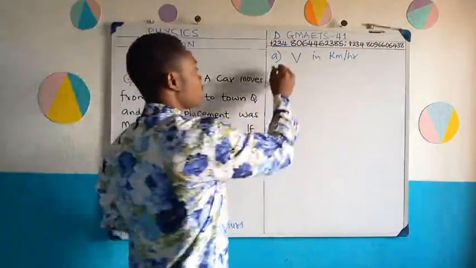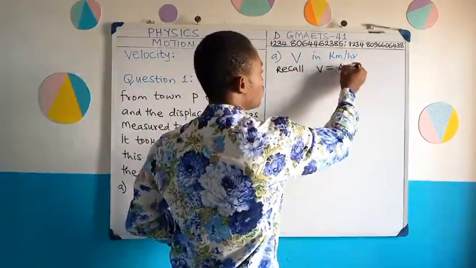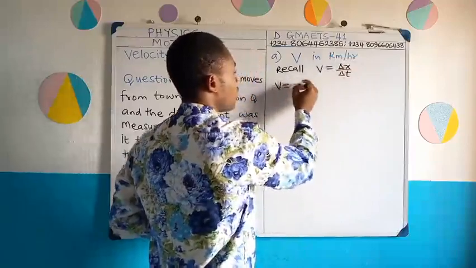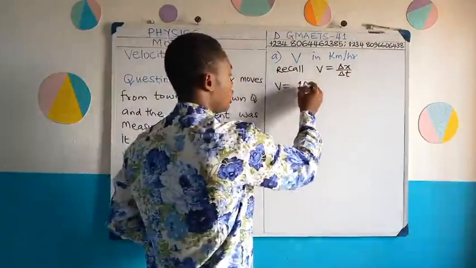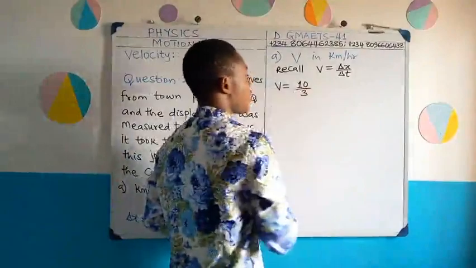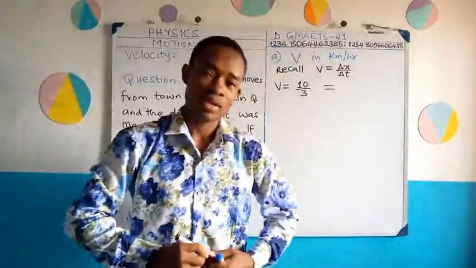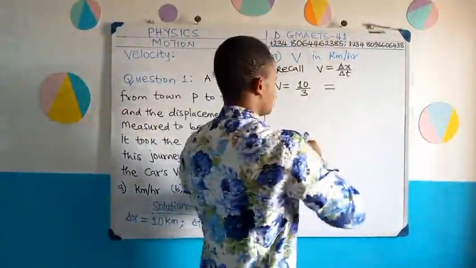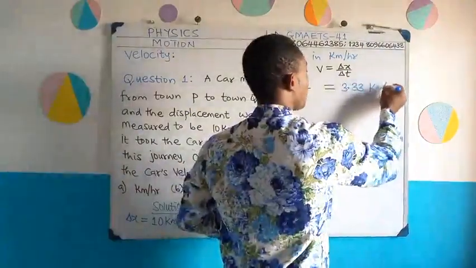So I would recall that velocity is equal to change in x over change in what? T. The displacement is 10 kilometers, so we have 10 kilometers divided by the time, which is 3 hours. If we work on this, our answer will be what? 10 divided by 3 will give us 3.33, and it keeps moving. So this is equal to 3.33. The unit will be kilometers per hour.